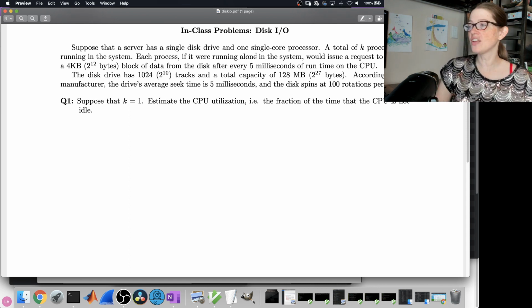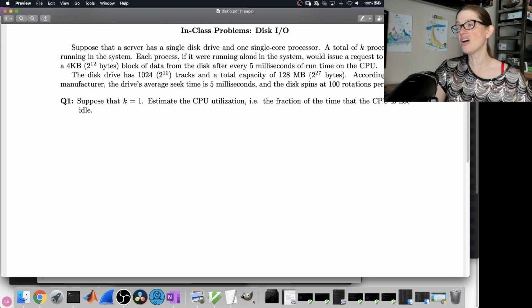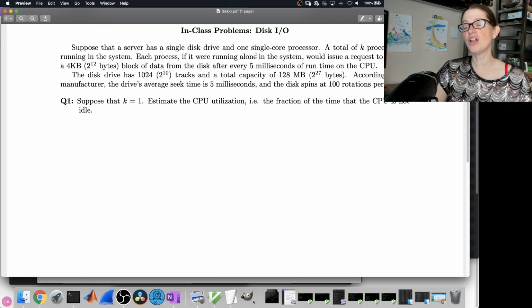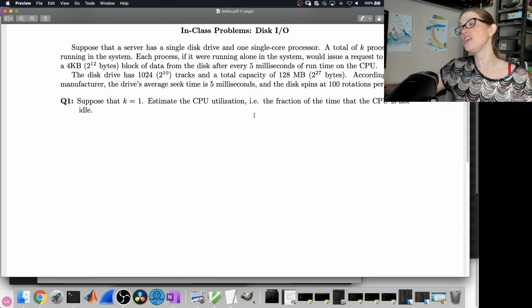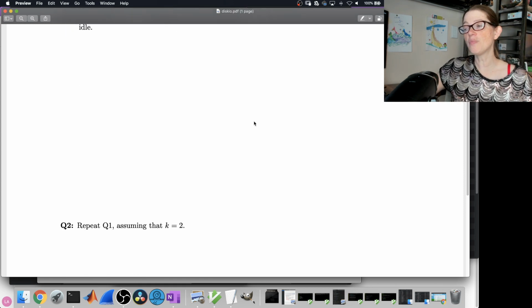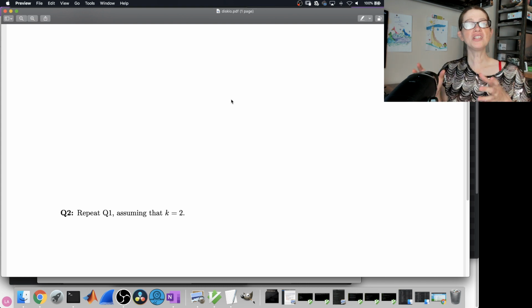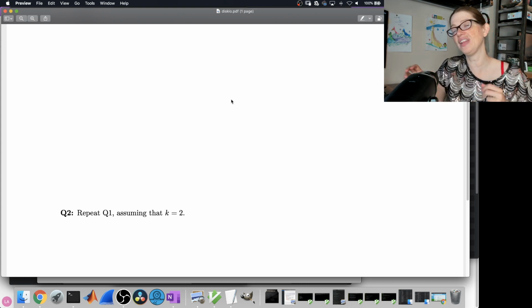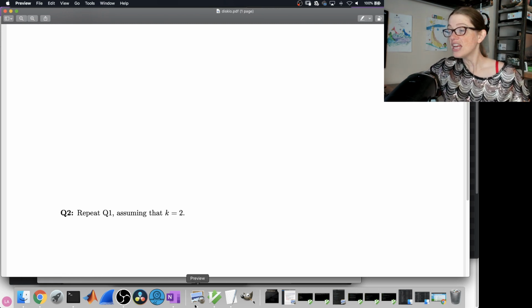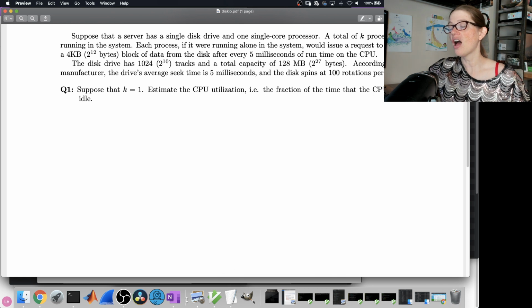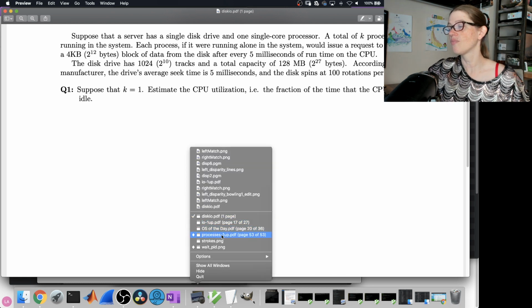So we have a server with a single disk drive and a single core processor. There are K processes running, and each process is going to do 5 milliseconds of compute followed by an I/O operation. Since we're doing an I/O operation, we actually need to wait for that I/O operation to complete before we go back to our compute. So we are going to ask you the CPU utilization if there's only one process, and the CPU utilization if there are two processes. CPU utilization is what percentage of the time the CPU is actively computing something? So what percentage of time is it not idle? So there's a sample problem for you to try before Tuesday's episode. So let's go back here.